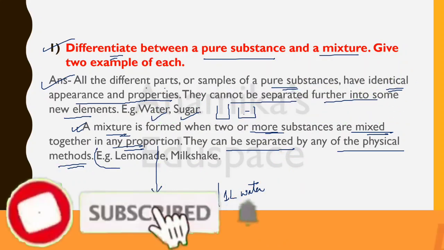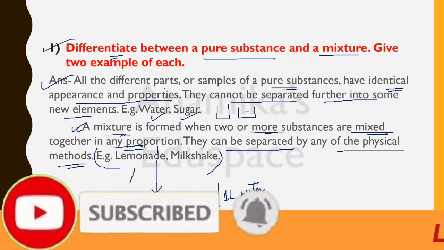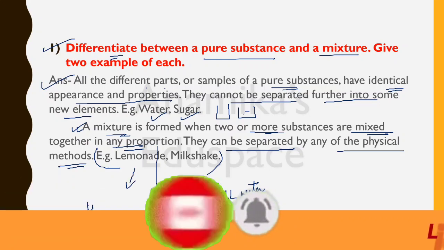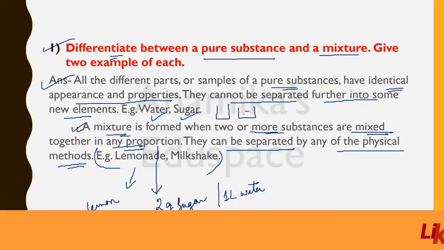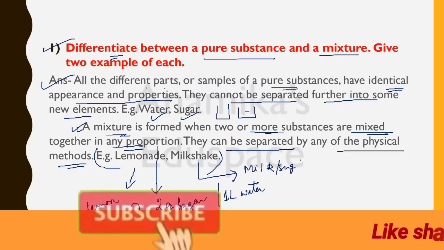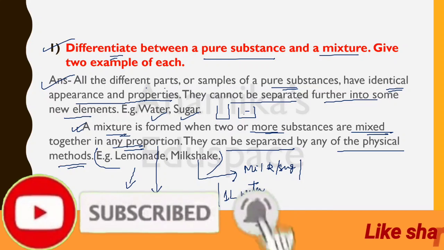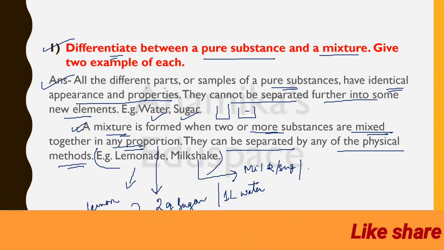Now what is an example of a mixture? Example is lemonade. When we are mixing the lemon juice, we are mixing the water, and we are also putting sugar or salt in it, then it will be known as a mixture. In milkshake, whenever we have a milkshake, we always put sugar in it or we put some health drink in it. So milkshake always contains something or the other.